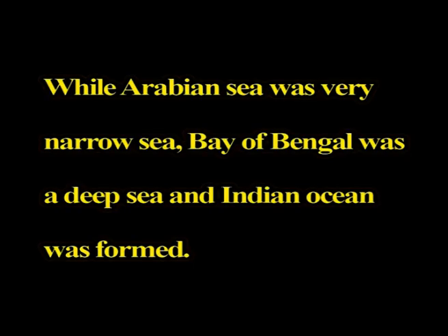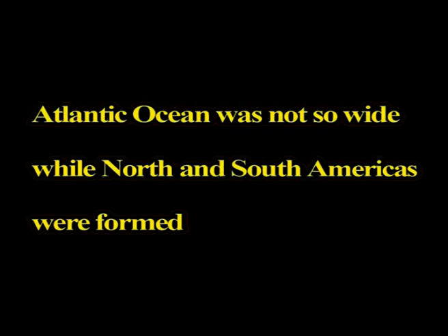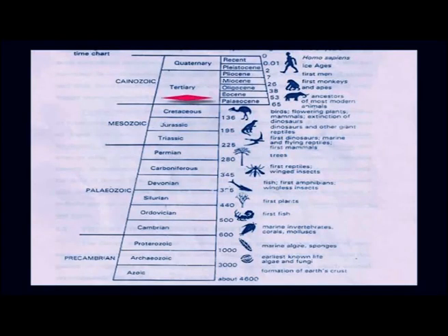While the Arabian Sea was very narrow, the Bay of Bengal was a deep sea and the Indian Ocean was formed. The Atlantic Ocean was not yet wide enough, while North and South America were formed. It is worth remembering that by that time the earth entered into its Paleozoic era, which we are in now. Of course, there are different episodes, epochs, in which a very important period, namely the tertiary period.